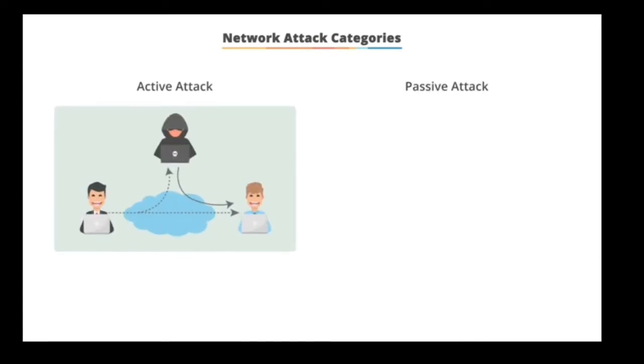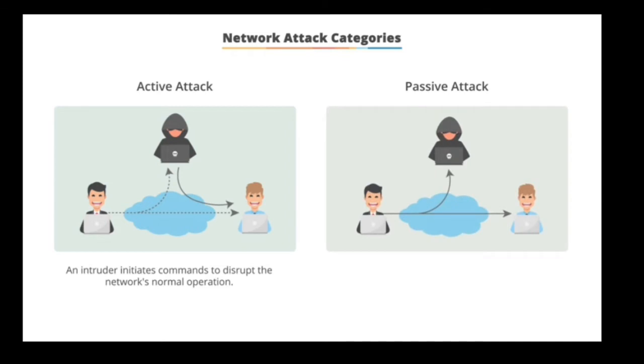The categories: you may have an active attack, passive attack. Active attack, in which an intruder initiates commands to disrupt the network's normal operation. For example, virus, data modification, or a worm. A passive attack is when a network intruder intercepts data traveling through the network. Example, traffic analysis, scanning, wiretapping.